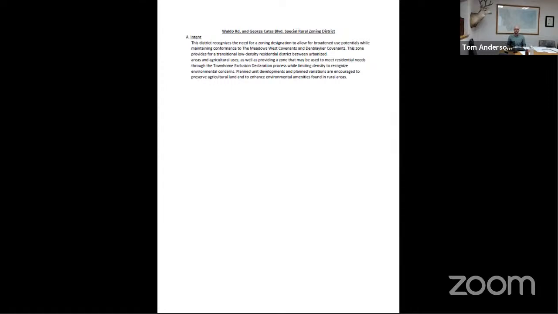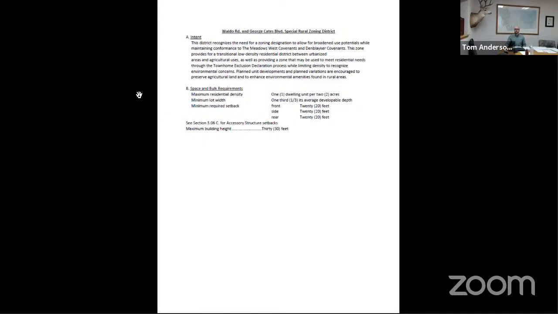It's highlighting exactly what I've been going through this whole time. We're trying to create this transitional zone between the higher density residential and the rural residential. The next, you can see once again, here are the densities, the setbacks and building heights. And these are taken directly from the Meadows West covenants.